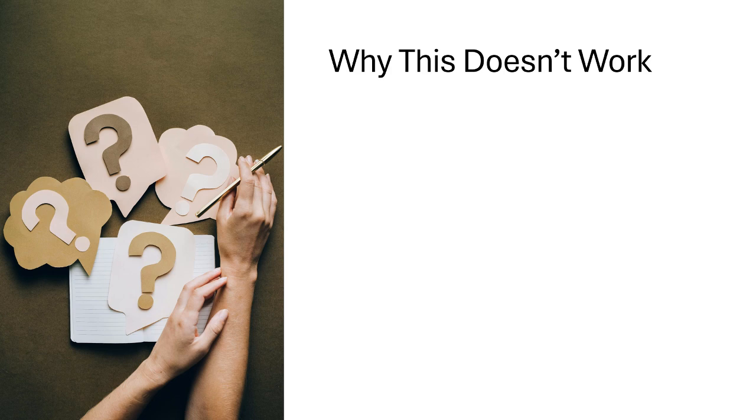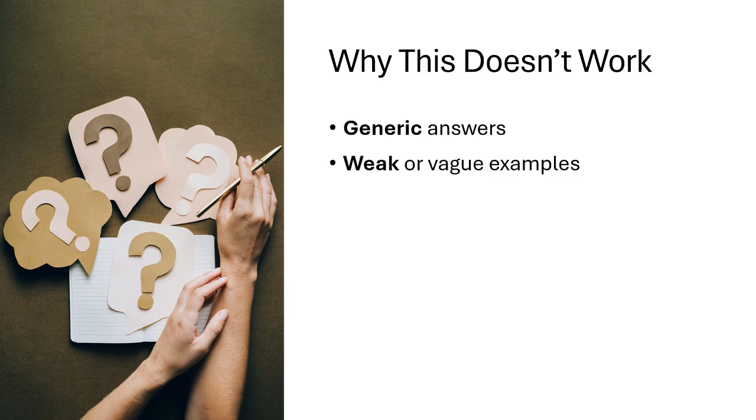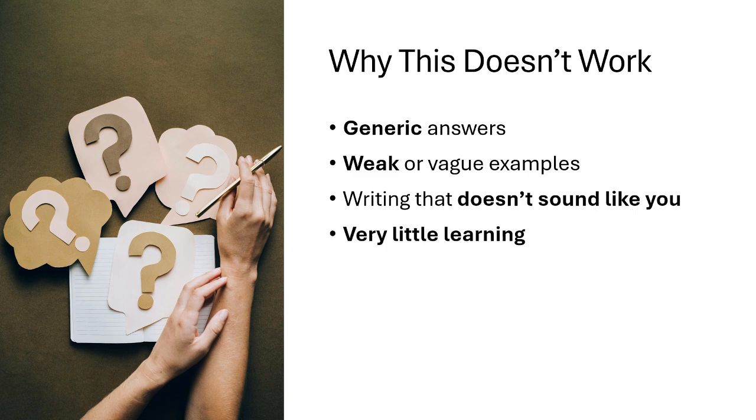When they rely too heavily on AI to do the work for them, a few things tend to happen. The answers become super generic, the examples are often weak and vague, and the writing doesn't sound like them. It's very robotic, cold. Most importantly, there's very little learning taking place.